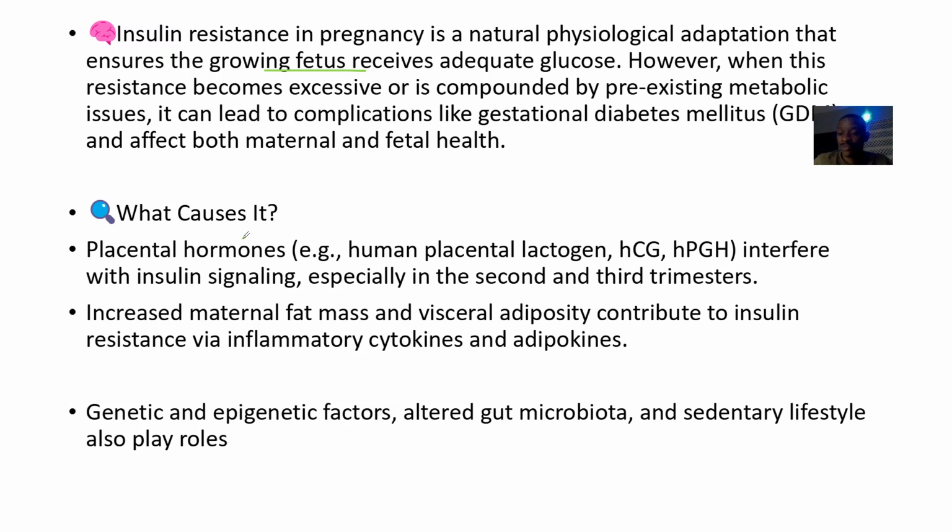All right. Human chorionic gonadotropin hormones. They usually interfere with what? How insulin is being sent into the system and responded to. So insulin is being sent, but the cells are not responding. Right. Sometimes it's increased maternal fat. All right. Most women become obese during pregnancy, they become fat. Sometimes it's genetic issues.